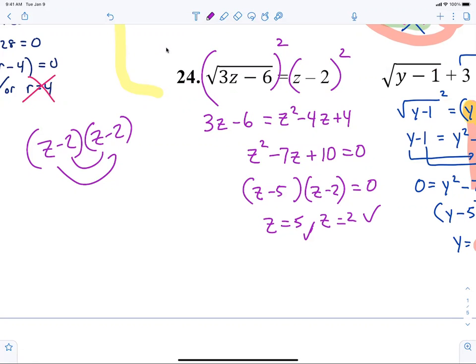So feel free to ask a question if you have something. Anybody? Yes, sir. Because if you plug 5 in, 5 minus 2 is 3. It's positive. The square root can equal a positive.